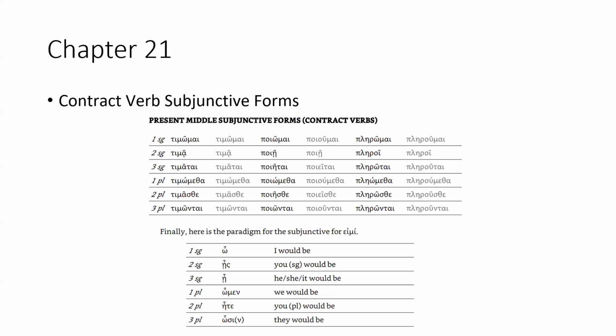So, present middle subjunctive forms, same thing. Timomai, tima, timatai, timometha, timasthe, timontai. For timao, it's identical to the indicative, but poiomai and poiumai, immediately you see a difference in the form in some of the forms. But the second singular poie is the same. The paradigm for the subjunctive of eimi: o, eis, e, omen, ete, osin.